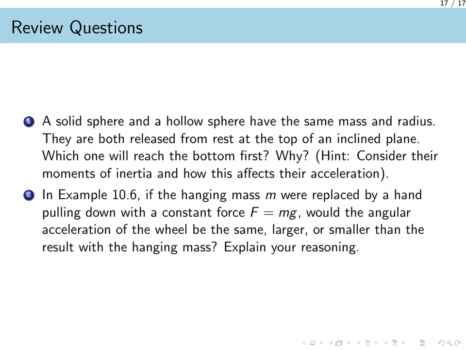The torque on the wheel is produced by this tension. In the new scenario, the cord is pulled with a constant force equal to mg. This new force is therefore greater than the tension was in the original case, which will produce a greater torque on the wheel.